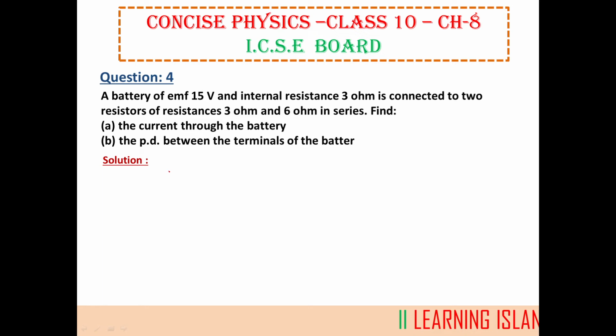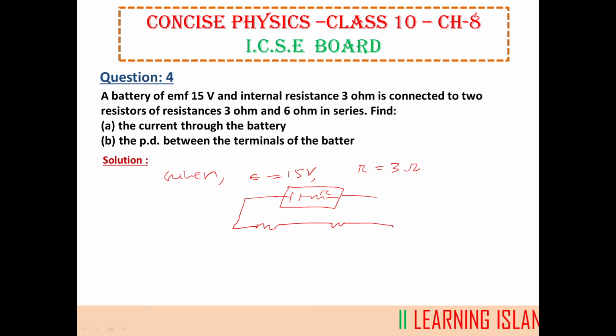So again, what is given here? The given data is EMF equal to 15 volt, and the internal resistance, that is small r, equal to 3 ohm. Now it is connected in series with the resistances of 3 and 6 ohm. So the circuit will be like this. This is the battery and the internal resistance is small r. This is connected with two resistances in series, R1 and R2. Here R1 equals 3 ohm, R2 equals 6 ohm.